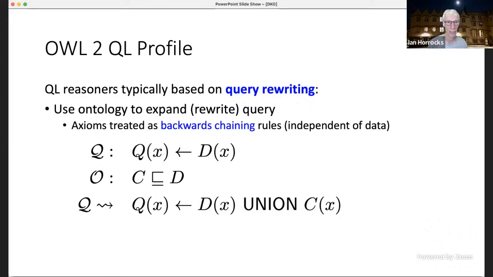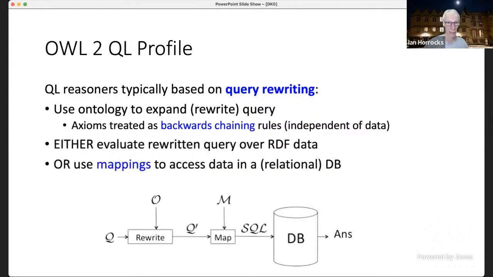If we had a query that just wanted to return all instances of the class D, and our ontology tells us that C is a subclass of D, then if you think about it, if we use this kind of backward chaining, well, if we're interested in Ds and we know that all Cs are Ds, then we actually also have to be interested in C. So then we use that to rewrite the query, and we end up with this union query that says, give me all of the Ds and all of the Cs. And that query, that's the totality of my ontology. This query will give me the right answer, regardless of whatever the data set is.